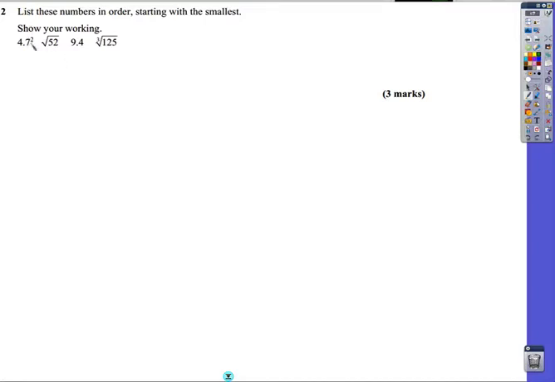Okay, question 2. List these numbers in order, starting with the smallest. Show your working. So we need to show our working. Starts with the first number, 4.7 squared. And 4.7 squared is, using your calculator, since this is a calculator paper, 4.7 squared would give us 22.09.